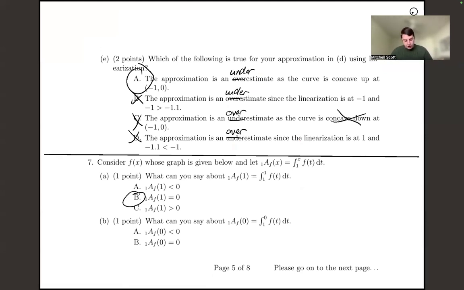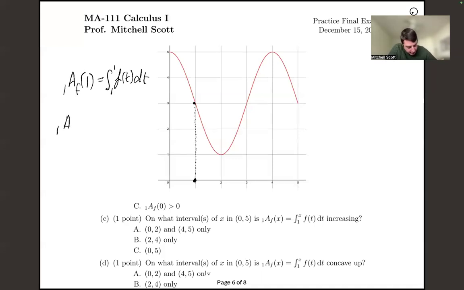Okay, but now we have another question. What can we say about 1A f of 0, which equals this integral from 1 to 0 of f of t dt? So there are multiple ways we could think about it, but my favorite way is I don't like when the lower bound is greater than the upper bound. And in fact, in class, we said we can assume that the upper bound is always greater. And if it's not, we have to use that property of definite integrals where we switch the bounds, but we negate the area, right? So this becomes 0 to 1, f of t dt. Okay. So now we need to figure out 1A f of 0 equals this 0 to 1 f of t dt.